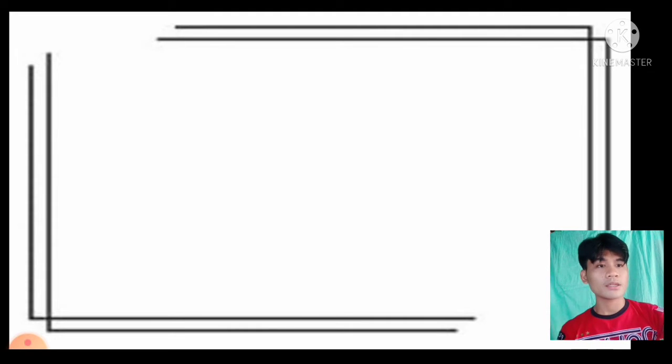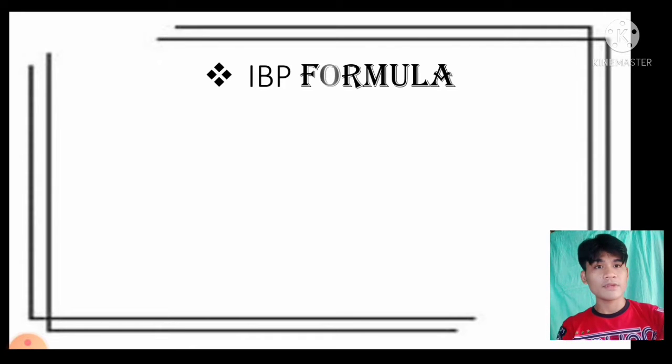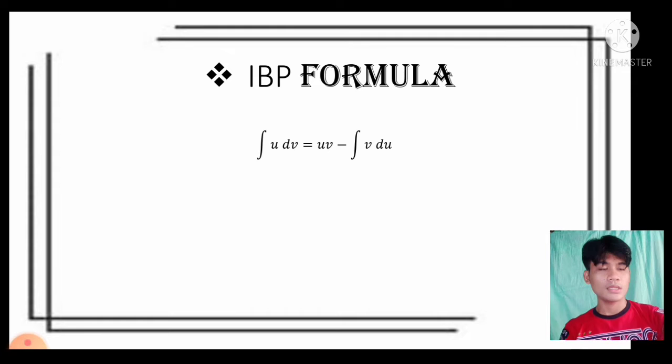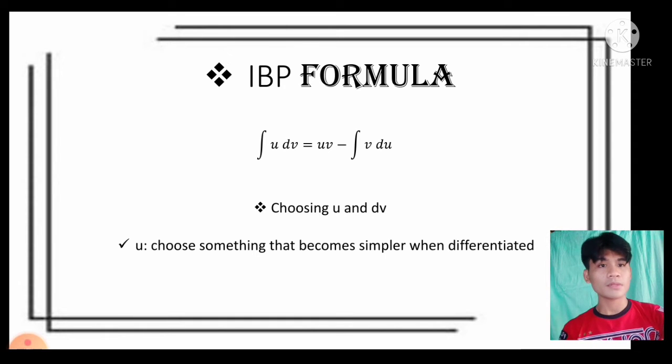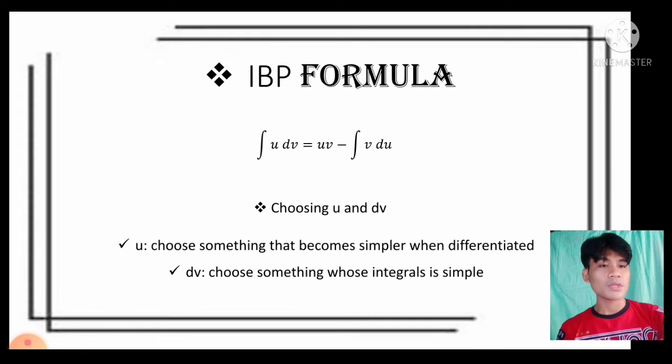To better understand the definition of integration by parts, let us look at the IBP formula. IBP stands for integration by parts, and the formula is the integral of u dv is equal to uv minus the integral of v du. In choosing u and dv, we should consider these recommendations. In choosing u, it must be something that becomes simpler when differentiated, so it is the derivative. And in choosing dv, choose something whose integral is simple, so it is the antiderivative.